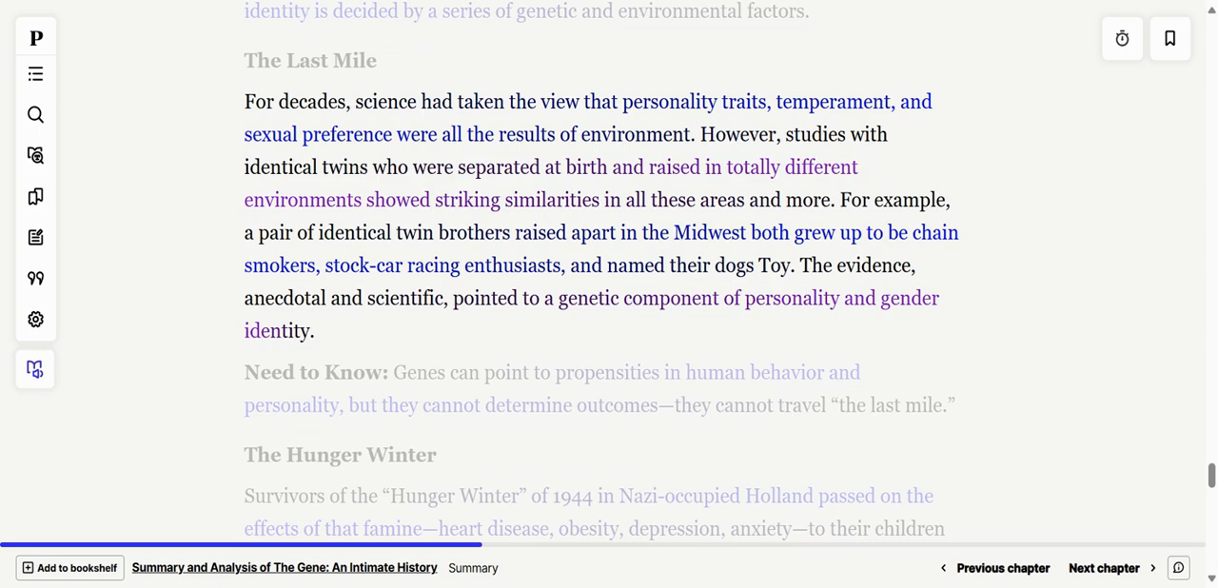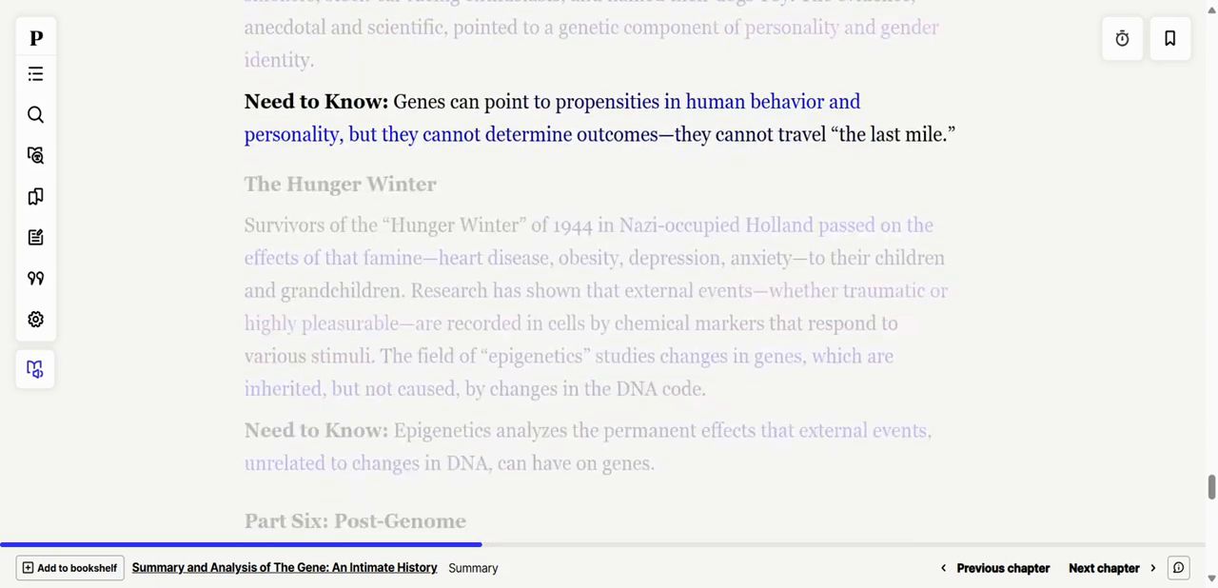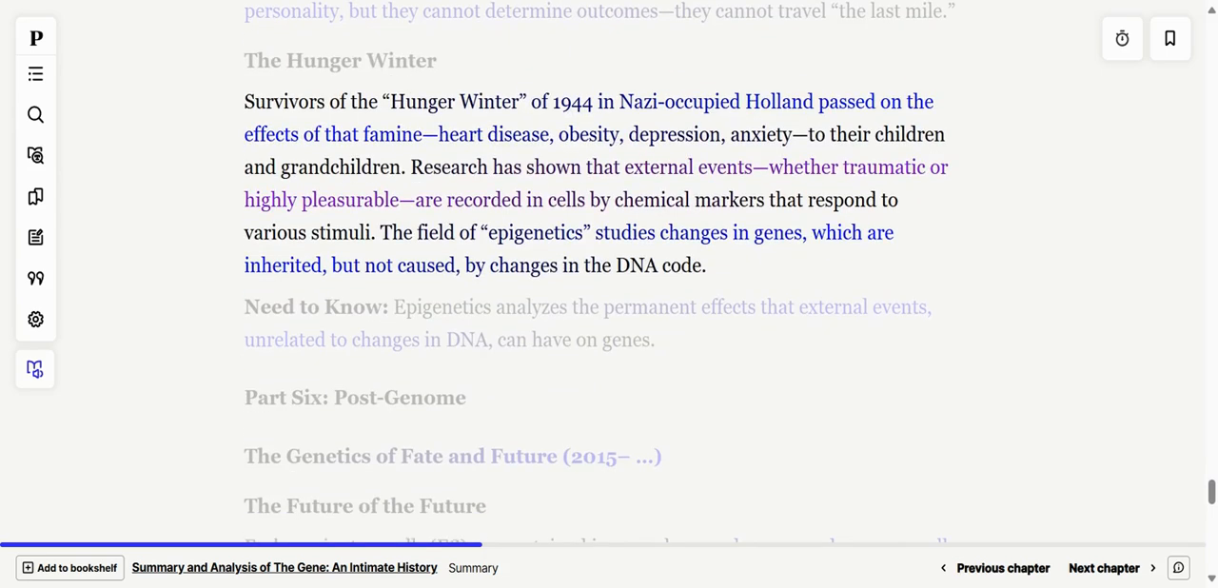Survivors of the Hunger Winter of 1944 in Nazi-occupied Holland passed on the effects of that famine, heart disease, obesity, depression, anxiety, to their children and grandchildren. Research has shown that external events, whether traumatic or highly pleasurable, are recorded in cells by chemical markers that respond to various stimuli. The field of epigenetics studies changes in genes, which are inherited, but not caused, by changes in the DNA code. Need to know: epigenetics analyzes the permanent effects that external events, unrelated to changes in DNA, can have on genes. Part 6, Post-Genome.